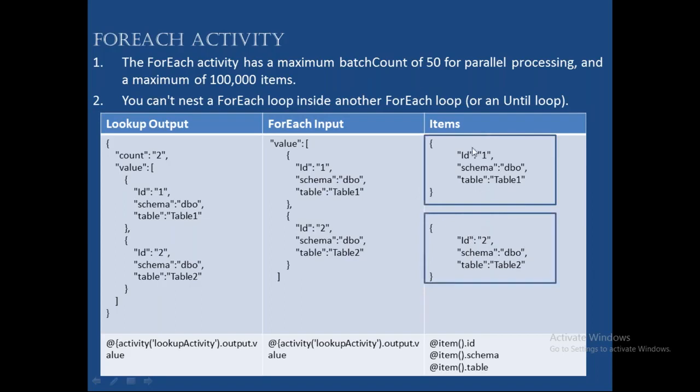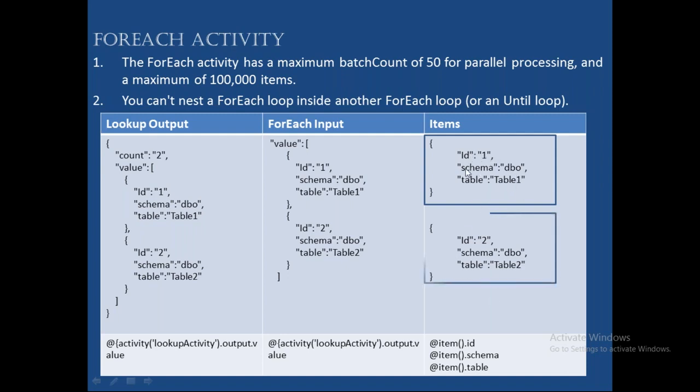So first time, let's say in this item I want to get ID. What dynamic content do I need to use? Tell me, friends. If I want to get ID from this item, how can I read that? Item.id. Very good, item.id. Now table name, if I want. Item.table. Very good. So what value will I get if I ask item.table for item one? Table one. Very good. So in this item, table one, if you ask item.id, one, if you ask item.schema, DB, you will get.